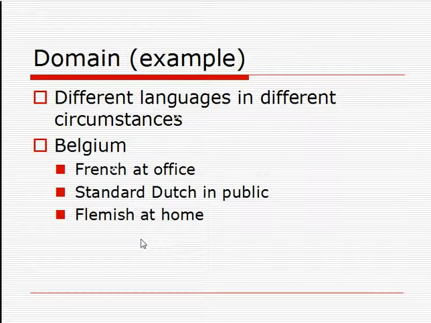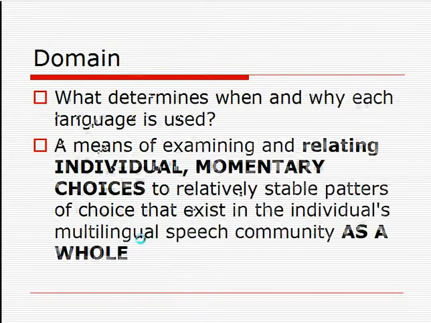In non-diglossic communities in which many people are bi- or multilingual, they may choose to use different languages in different circumstances. For example, let's take a person living in Belgium who may choose to use standard French at the office, standard Dutch when out in public away from the office, and Flemish at home with family and close friends. So our question then is, what determines when and why a person from Belgium uses each of these languages in his or her repertoire?